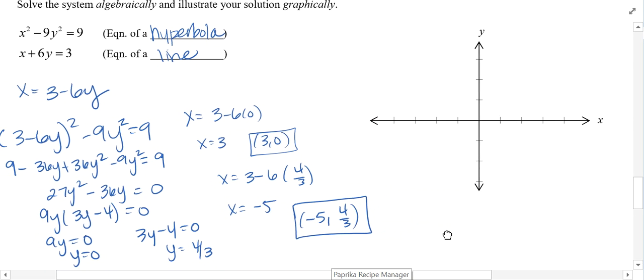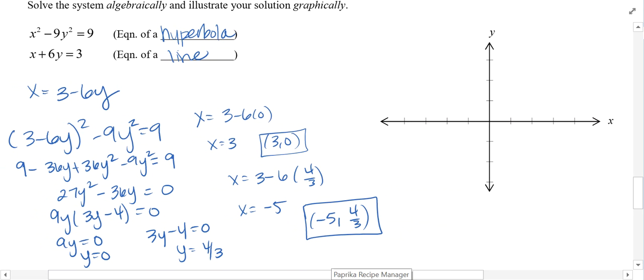Okay, but now what we're going to do is also graph this. So I'm going to write the hyperbola in standard form, which means it equals 1. So I'm just going to divide by 9. x squared over 9 minus y squared over 1 equals 1. And the equation of the line we could also write as 6y equals negative x plus 3, just so they're in standard form, so it's easier to graph.